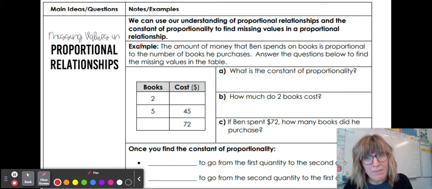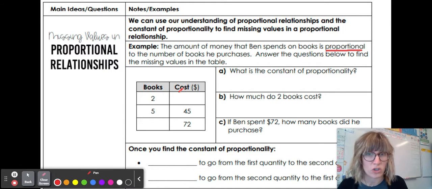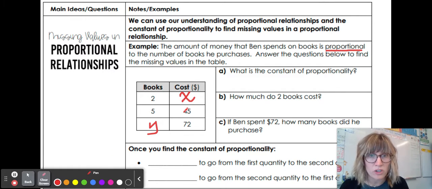So in this example here, we have the amount of money that Ben spends on books is proportional, so we know that it's changing in a constant manner to the number of books that he purchases. We're going to answer these questions to find the mysteries, right? So we have a mystery here and we have a mystery here. I'm just putting random letters there to show our mystery.